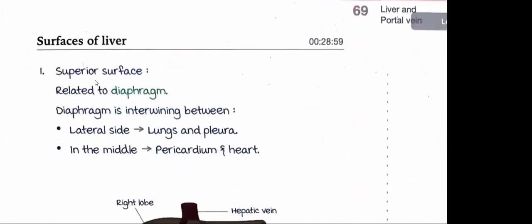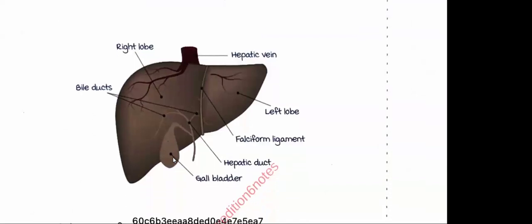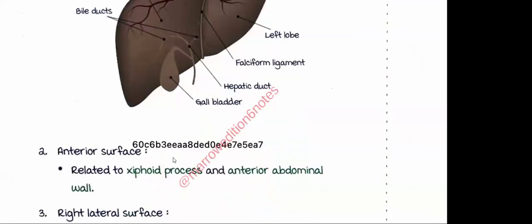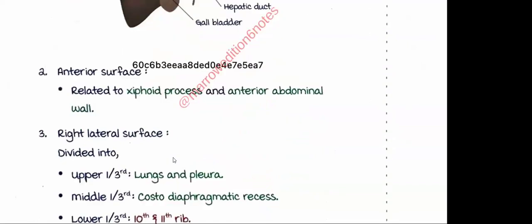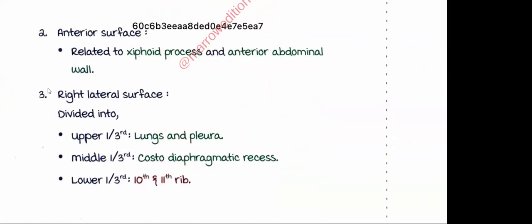Surfaces of liver. Superior surface related to diaphragm. Diaphragm is intervening between lateral side, lungs and pleura, and in the middle, pericardium and heart. Anterior surface related to the xiphoid process and anterior abdominal wall. Right lateral surface divided into upper 1/3 lungs and pleura, middle 1/3 costodiaphragmatic recess, lower 1/3 10th and 11th rib.